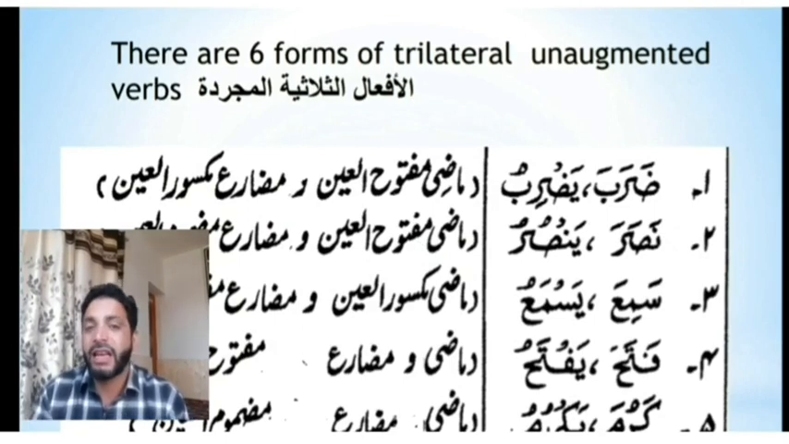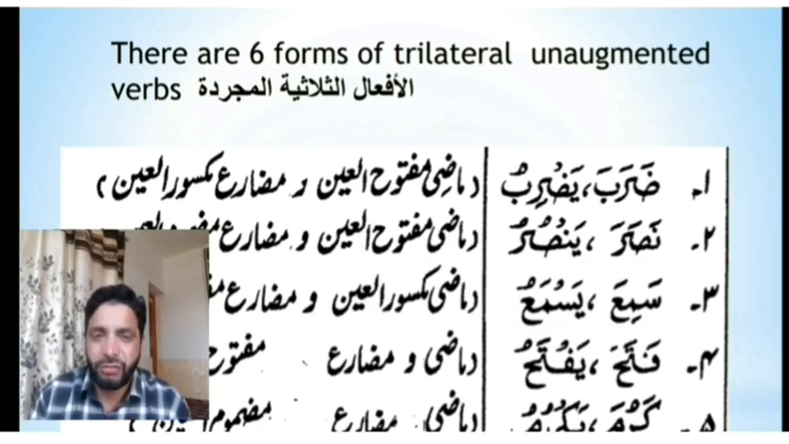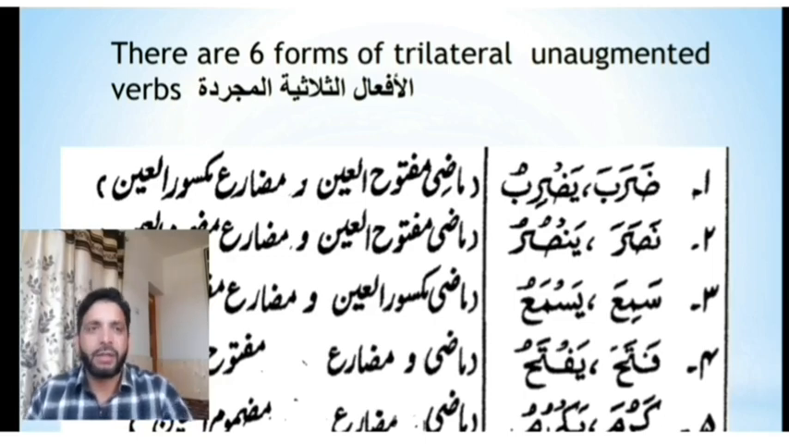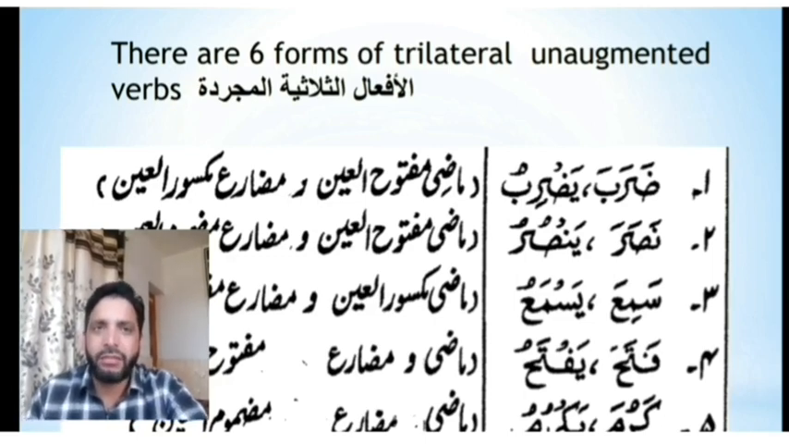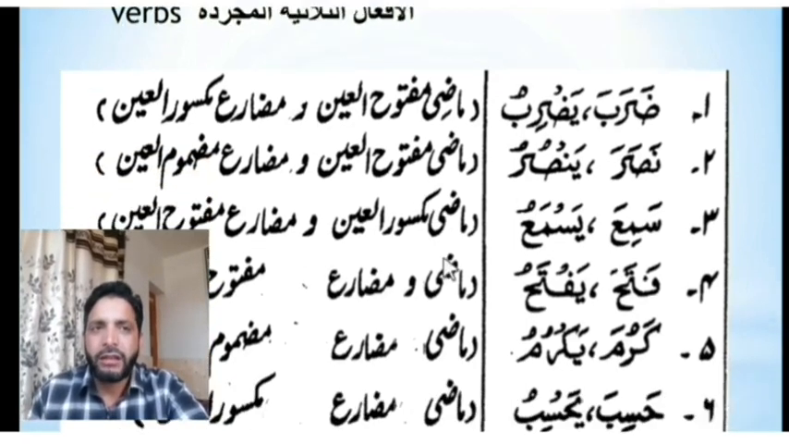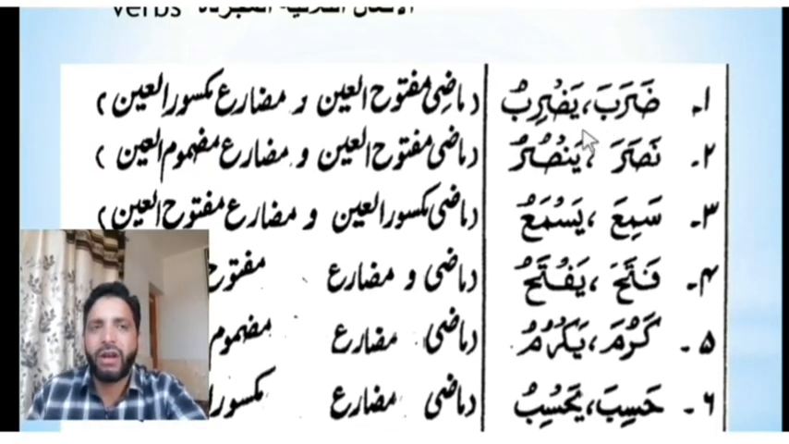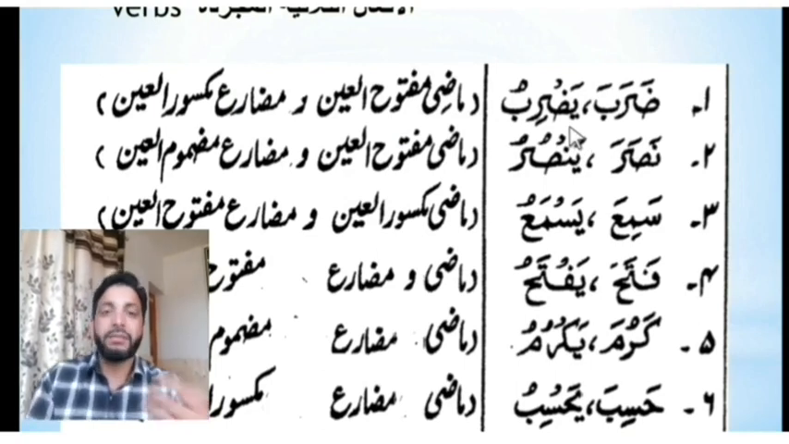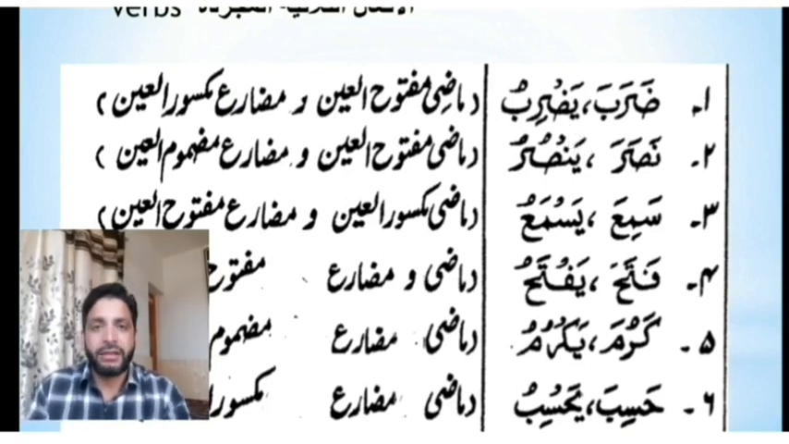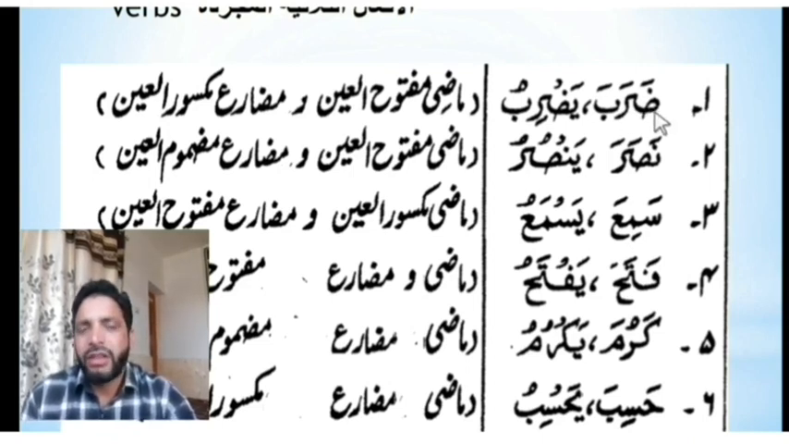الأفعال الثلاثية المجردة. So these are the verbs, trilateral, mujarrada, unaugmented. We don't find any extra or additional letters on them. So these الأفعال الثلاثي المجردة, they have 6 forms. The first is ضرب يضرب. We call them bab, balance. In ضرب is madi and يضرب is muzari.